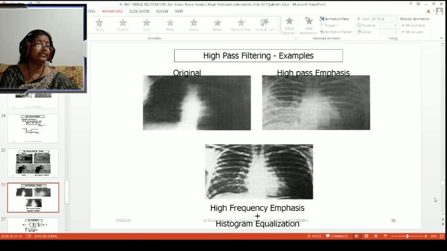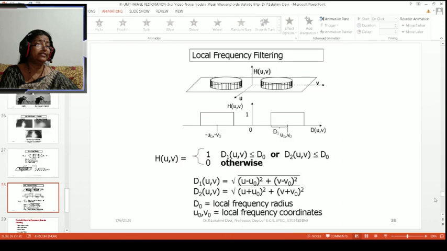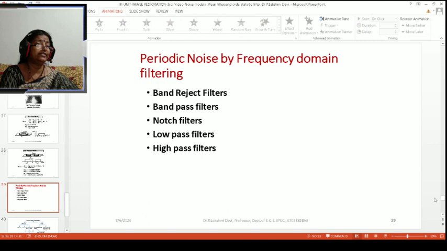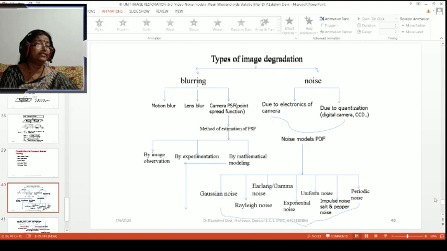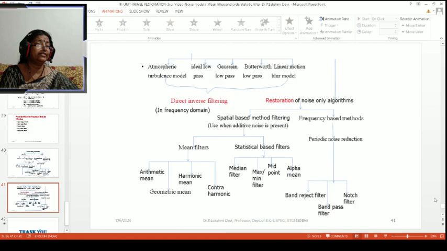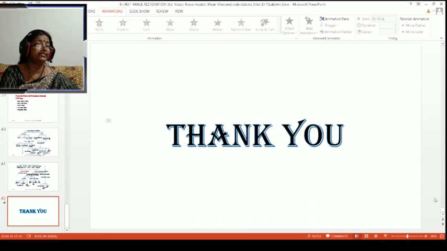High frequency emphasis, if combined with histogram equalization, still improves the clarity. With this example, we should understand how we apply these different techniques in image restoration in order to improve the quality as much as possible. Okay, so this is completed. With this I hope you understand the concepts of image restoration, how to remove periodic noises with frequency domain filters in the given hierarchy. Okay, thank you.